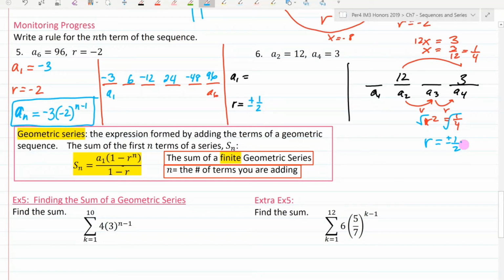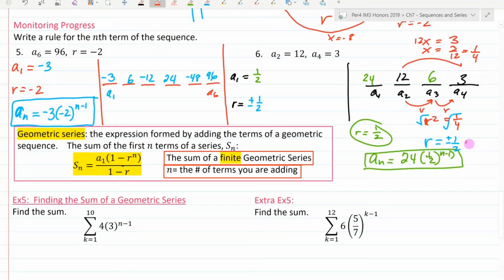And so what that means is, I'm going to go ahead and do 2 different versions. Let's say that r is equal to positive 1/2. If r is 1/2, then 12 times a half is 6. So you can see that the numbers are dividing by 2. That's what 1/2 is. So we're multiplying by 1/2, going left we're multiplying by 2. So if r is positive 1/2, then the formula would be 24 times 1/2 to the n minus 1.